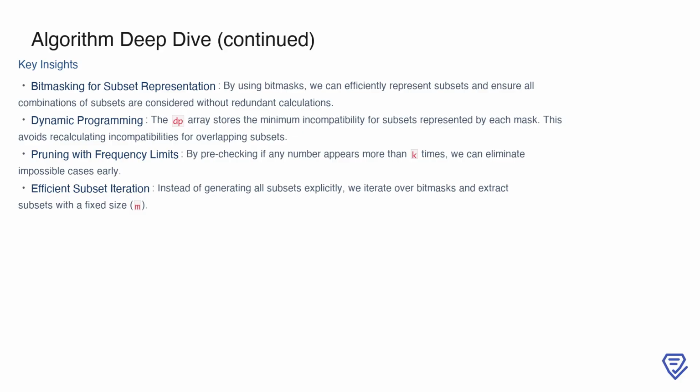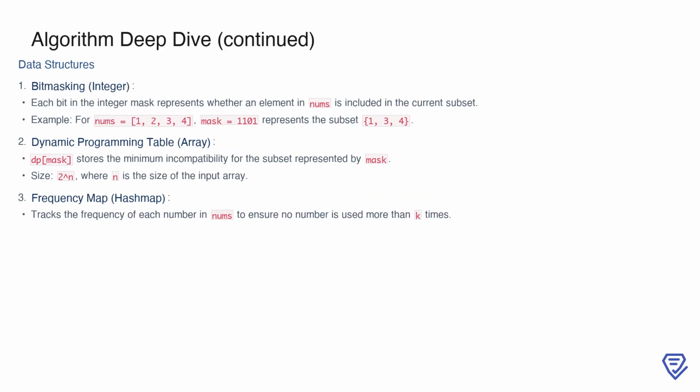If any number appears more than k times, we can eliminate those cases early, saving computational effort. Lastly, we use a systematic approach to generate subsets of a specific size, m, by iterating over bit masks, which allows us to avoid explicitly generating all possible subsets of nums, further improving efficiency. To implement the algorithm, we use three main data structures.